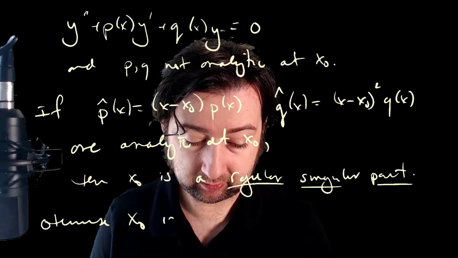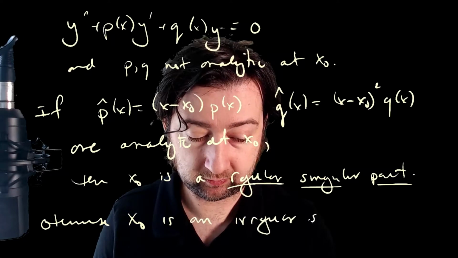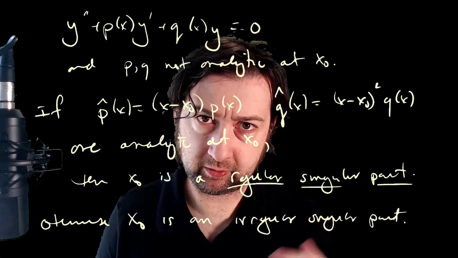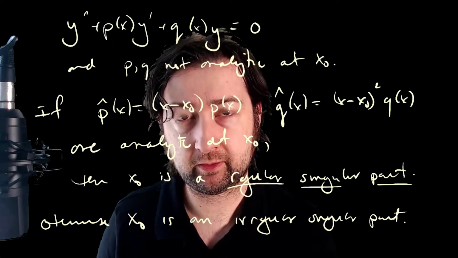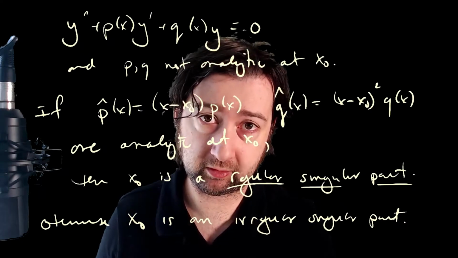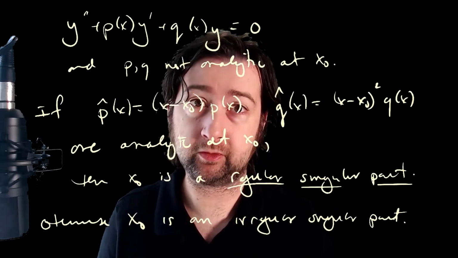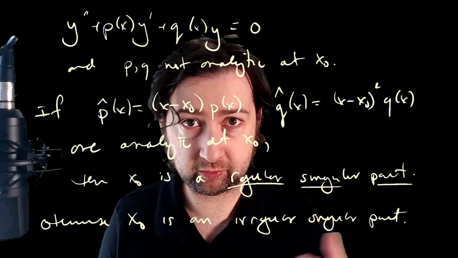Otherwise, x₀ is an irregular singular point. Irregular singular points are much more difficult to deal with. There are methods for doing so, but that's going to be beyond the scope of the course. I'll give you some resources if you're interested in how this works.